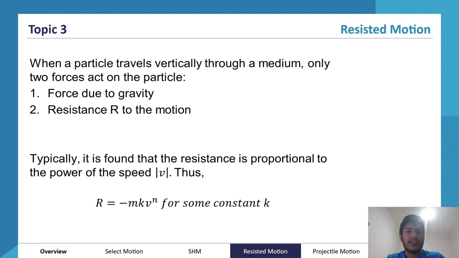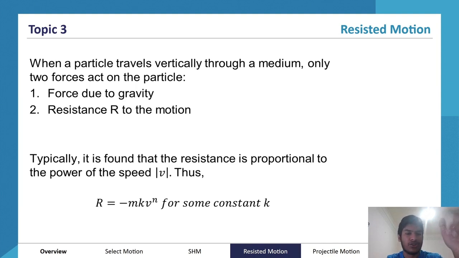When a particle travels vertically through a medium, only two forces act on the particle: force due to gravity and the resistance to motion. Typically, it is found that the resistance is proportional to a power of speed, v, thus the resistance equals minus mkv^n for some constants. Sometimes it's not mass dependent, so you won't see an m in there, but most resistance, air resistance in particular, is proportional to the square of the velocity, but it's some power of n.